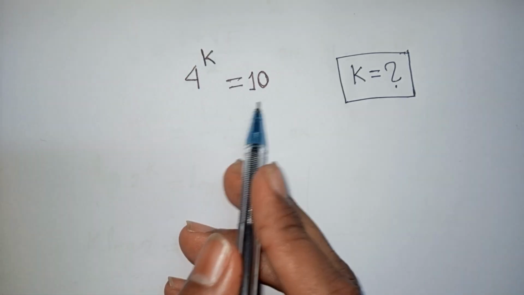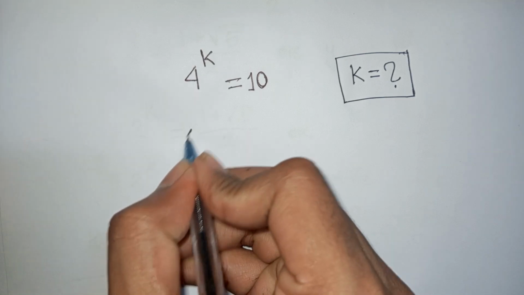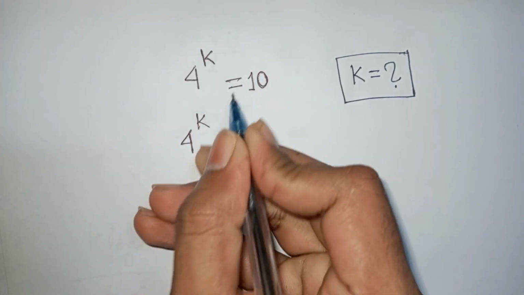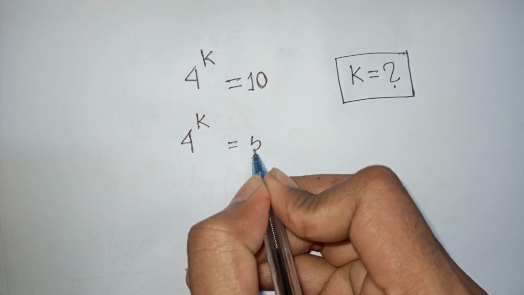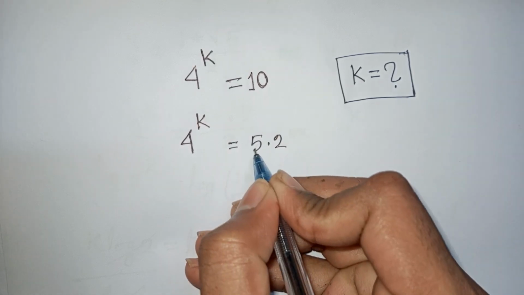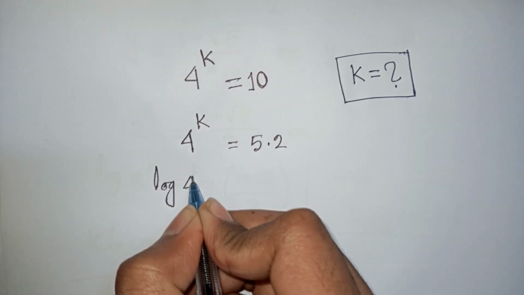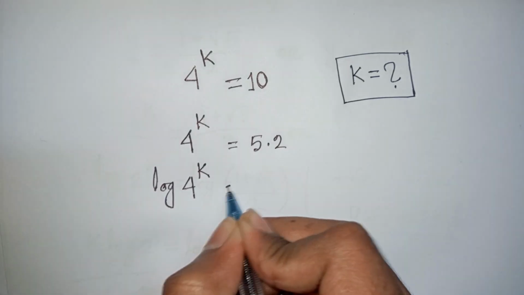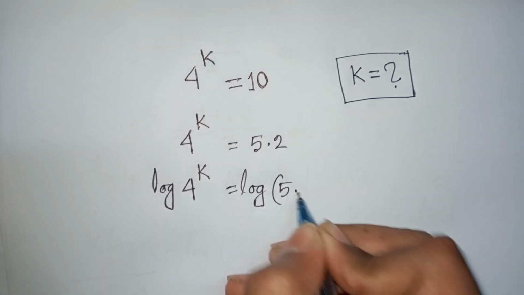4 power k is equal to 10. Find the value of k. So we have 4 power k is equal to 10, which is the same as 5 times 2. Now we apply log on both sides. So log of 4 power k is equal to log of 5 times 2.